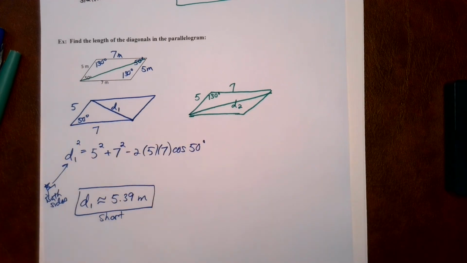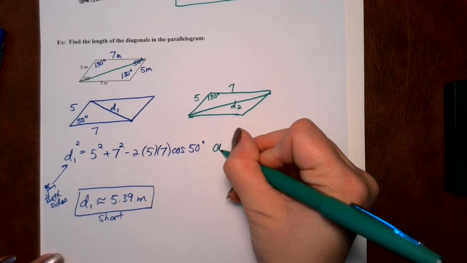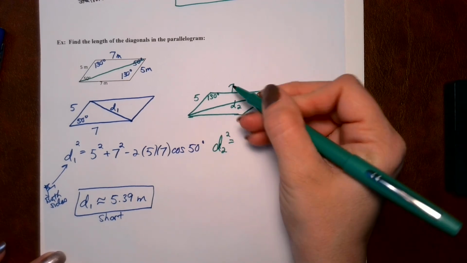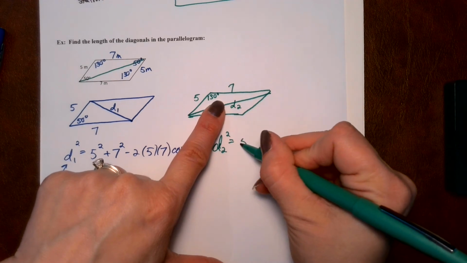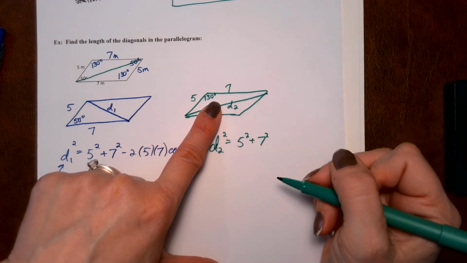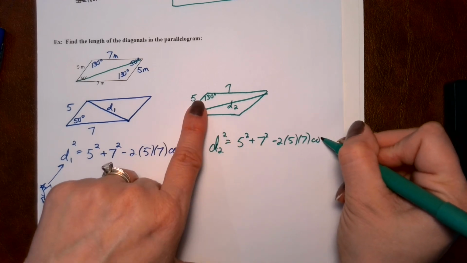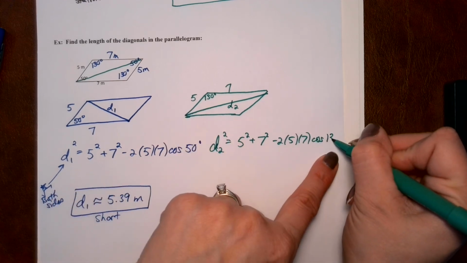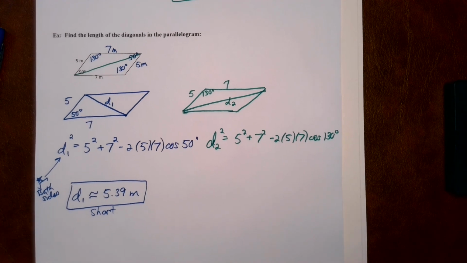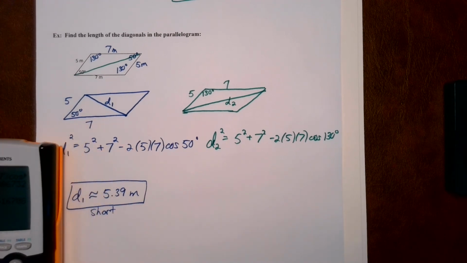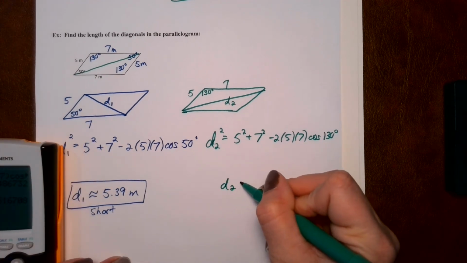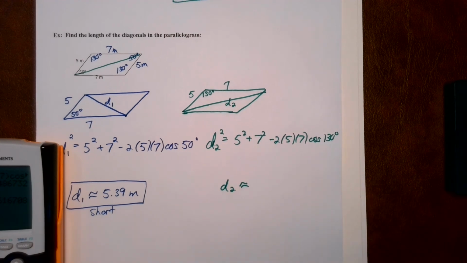Okay, let's do the other diagonal. We're going to go for D2. Diagonal 2 squared. We've got a similar setup here. 5 squared plus 7 squared minus 2 times 5 times 7 times the cosine of, this time it's 130 degrees. This would just be straight up calculator work. Diagonal 2 is approximately how much?